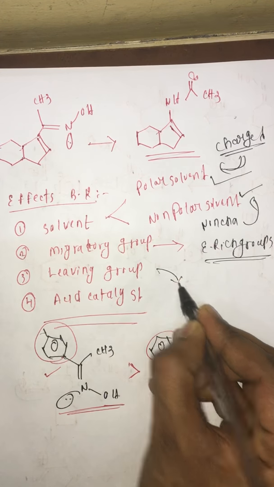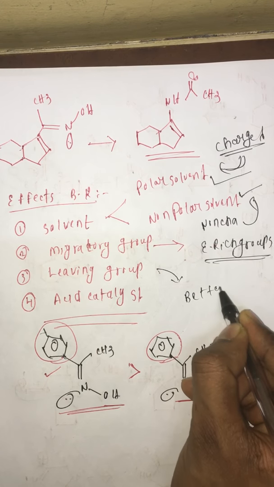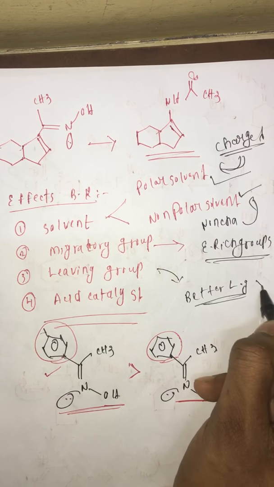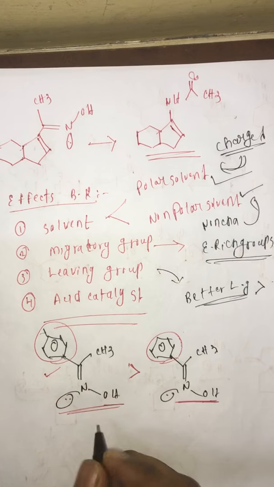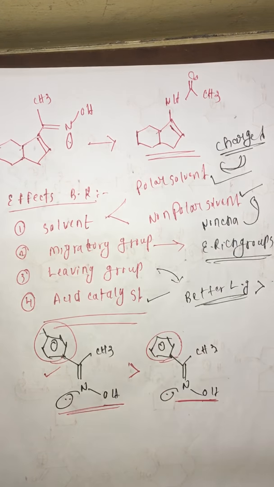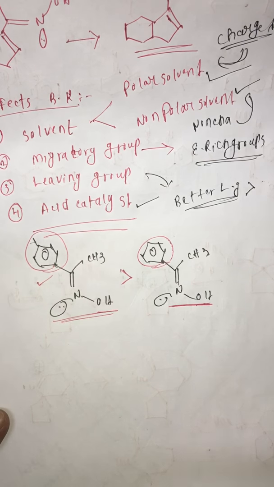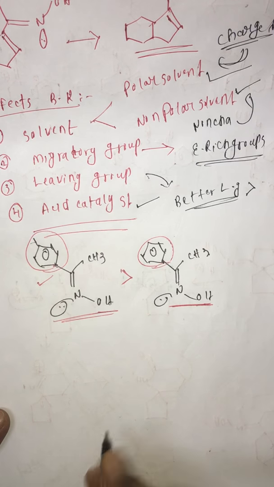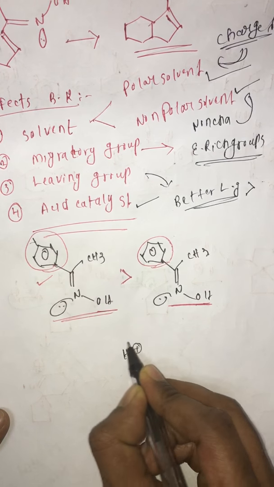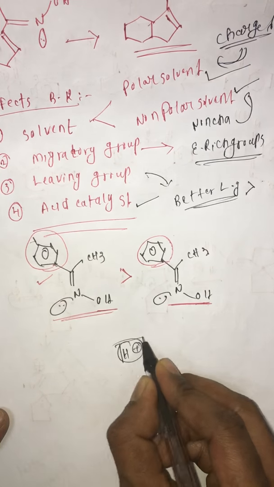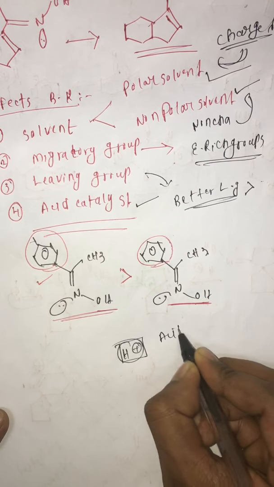And the leaving group. A better leaving group means the reaction goes very fast compared to a poorer leaving group. And acid catalyst. As we saw in the mechanism of Beckmann's rearrangement, the first step is protonation. This H plus is coming from the acid catalyst.